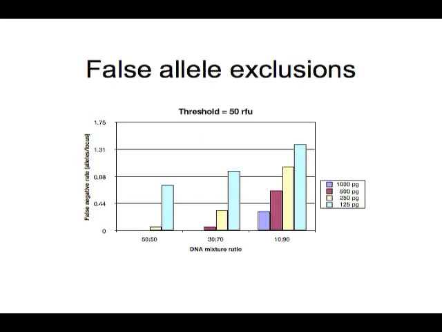At a 30-70 mixture, again at 1 nanogram, I'm just describing what I'm seeing. We don't observe any false negatives. However, even at half a nanogram, the error rate has gone up.